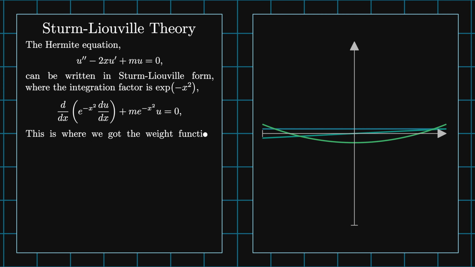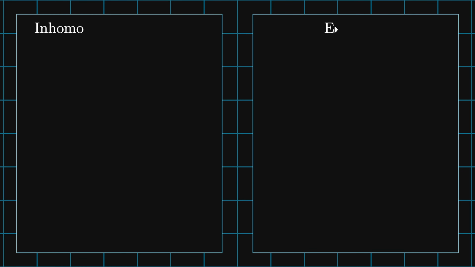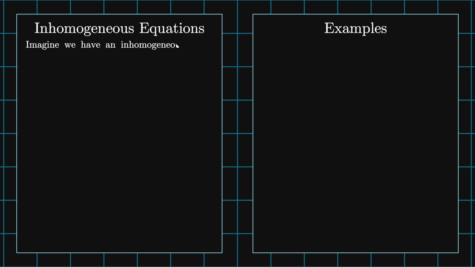This is where we got the weight function w of x equals e to the minus x squared for the inner product for the Hermite polynomials. One particularly useful application of this is inhomogeneous equations. Imagine we have an inhomogeneous linear second-order ODE, L of u equals p of x times u double prime plus q of x times u prime plus r of x times u equals f of x.